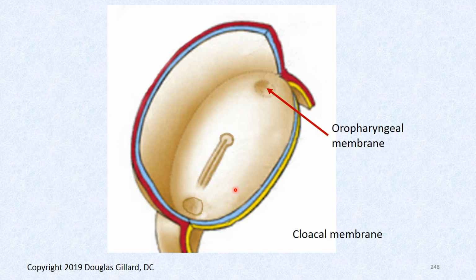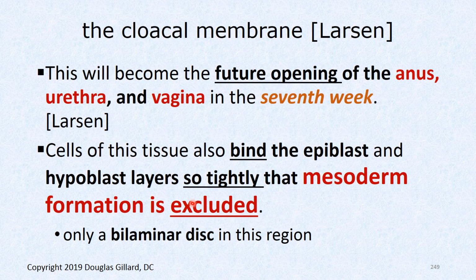I don't have a side view really for this, but in this tissue, the epiblast and hypoblast cells bind so strongly together that when mesoderm is being laid down, it can't get in here. So this region, and the same with the oropharyngeal membrane, these are not trilaminar discs, these are bilaminar because the epiblast and hypoblast have bound so tight together that you can't form mesoderm in there.